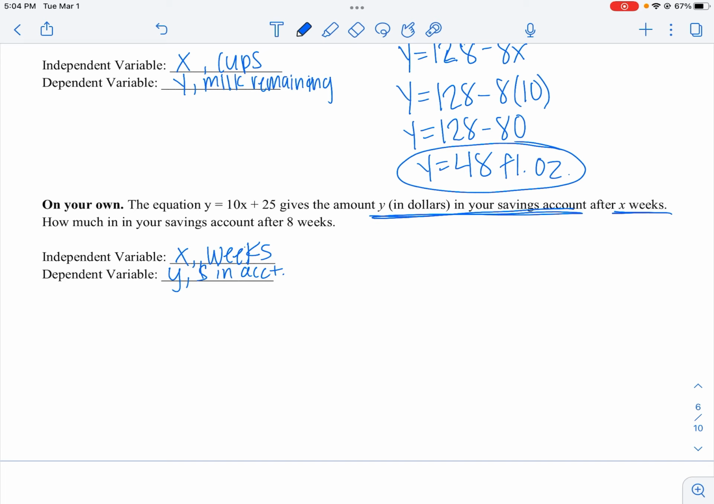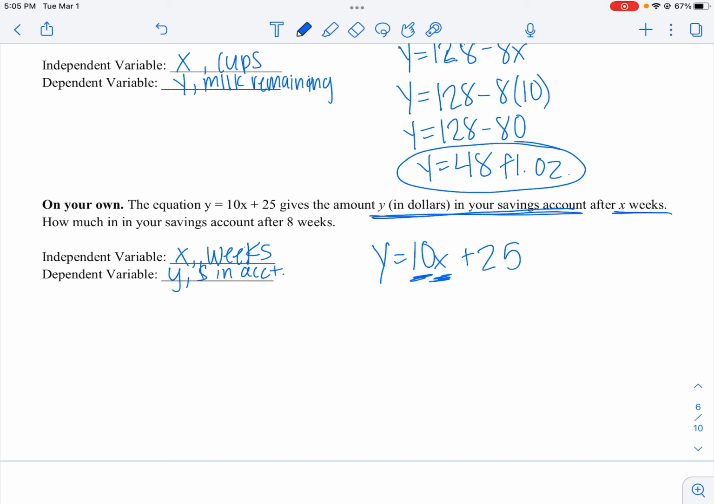So we have our equation, y equals 10x plus 25. Looking at this, what do you think that 25 represents? I know it represents dollars, but that 25 is our constant, and that represents how much money we started with in our savings account. So we started with $25, and now each week, which is x, we are adding $10 each week.